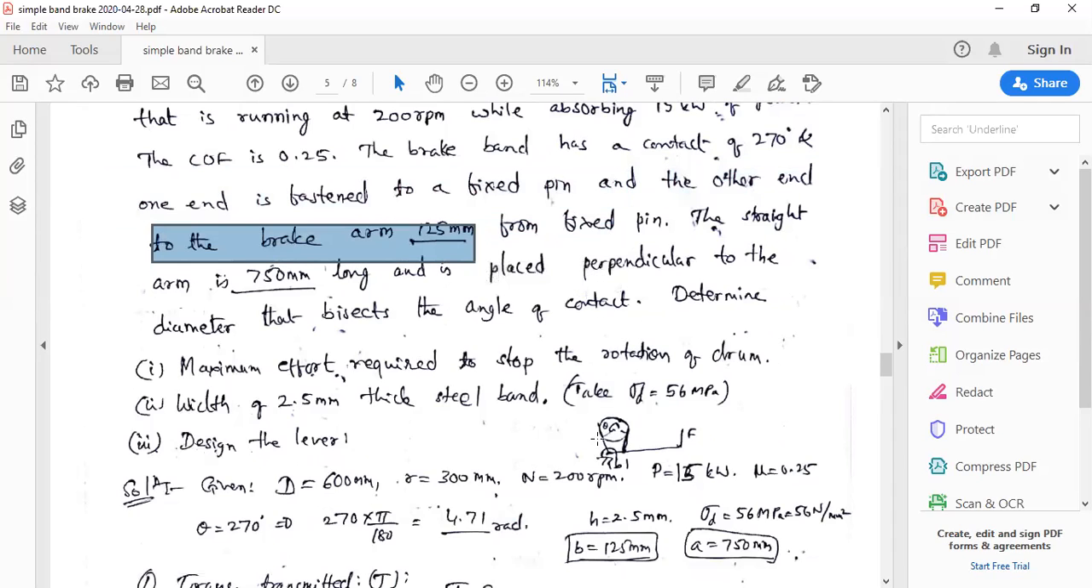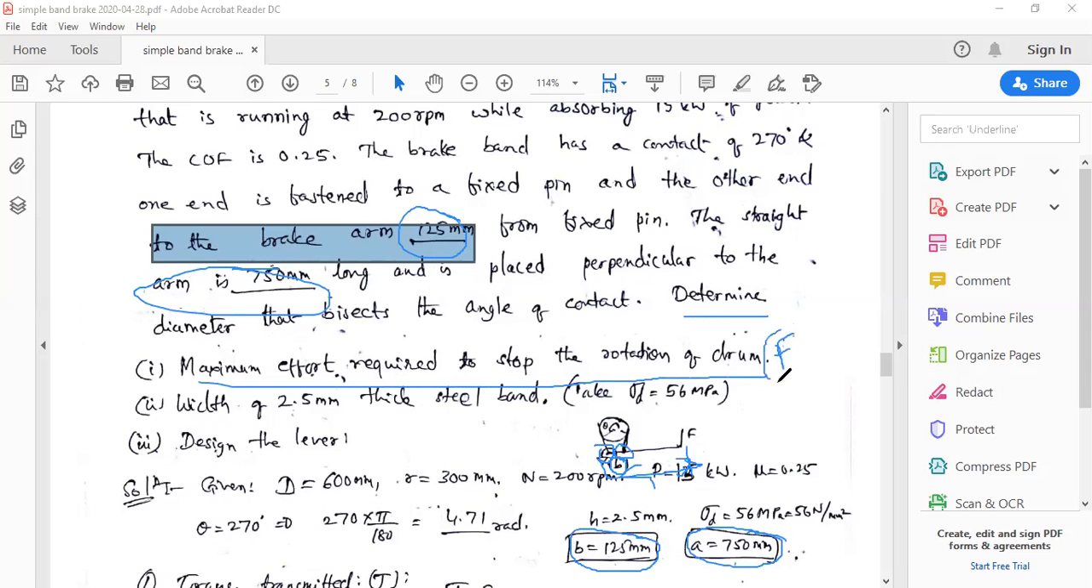Here one end of the band is fixed here, and the other end is connected to the lever at a distance of b. That b value is 125 mm, as given in the statement. The straight arm has a length of 750 mm. From this point to this point the length of the arm is 750 mm, that is A. We have to determine the maximum effort required to stop the rotation of the drum, that is the maximum value of F.